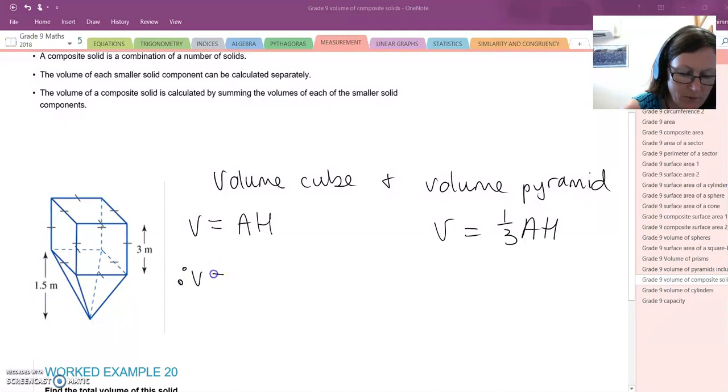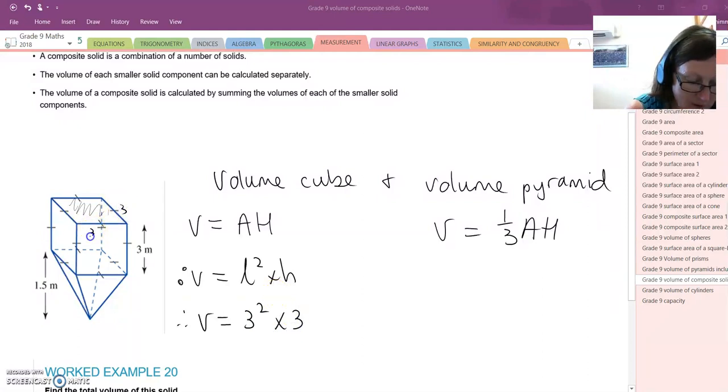The base shape of the cube is a square, so the area of a square is length squared, and I times that by h. So the volume is 3 squared times 3, because all the sides of my square are 3. So the volume is 27 meters cubed. That's the volume of my cube.